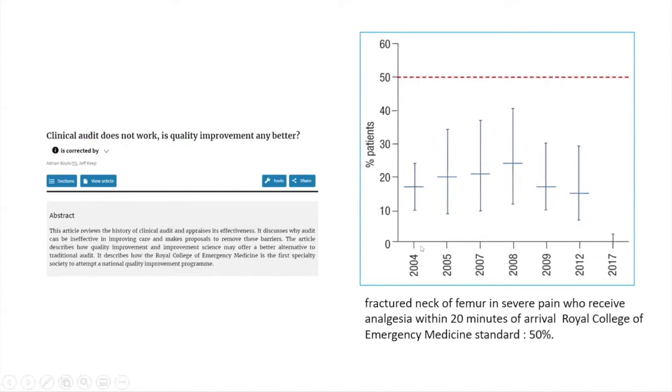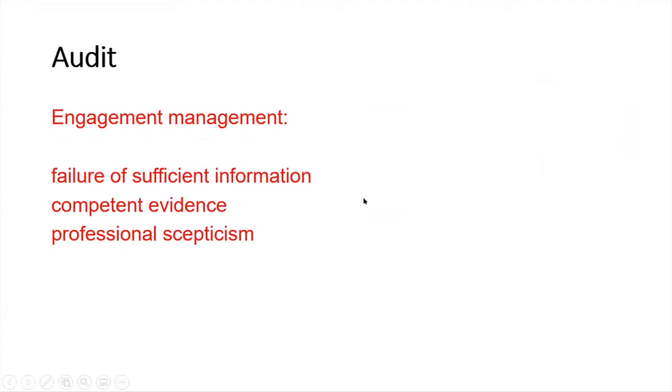So the question is, they kept doing audits, but why did they never achieve this 50% mark? Well, the problem with audit is essentially of engagement management. There's usually failure of sufficient information. The evidence is not competent, and there is professional skepticism in that the benchmarks are arbitrary. They sometimes happen to be designed in meetings, and therefore there is very little local engagement.